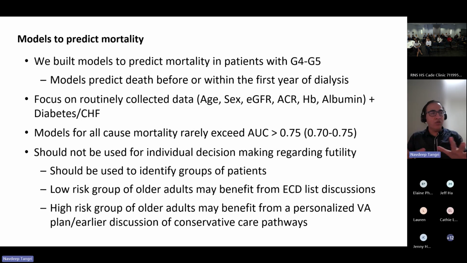All you should do is maybe identify a group of patients that may have an earlier discussion of conservative care pathway, but there's no chance that your all-cause mortality model is accurate enough that you would withhold fistula planning, transplant planning, or any other decision based on this prediction. It's going to be wrong 30% of the time.